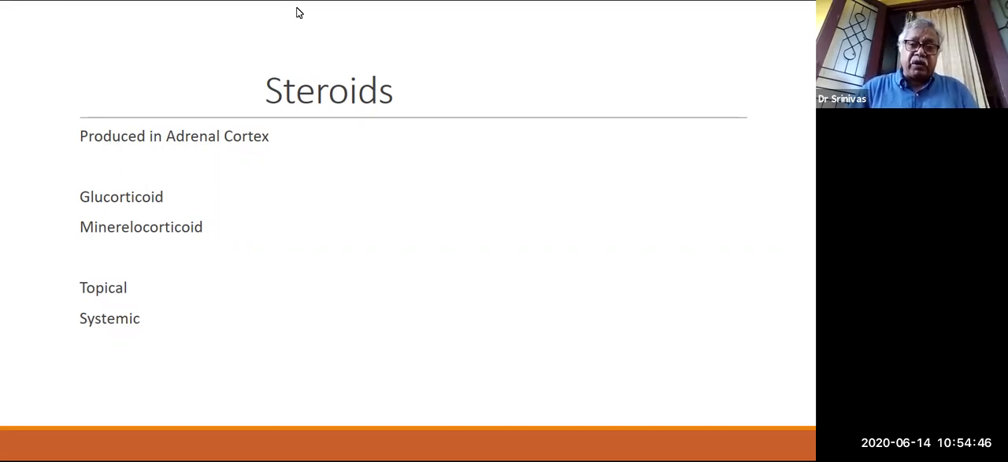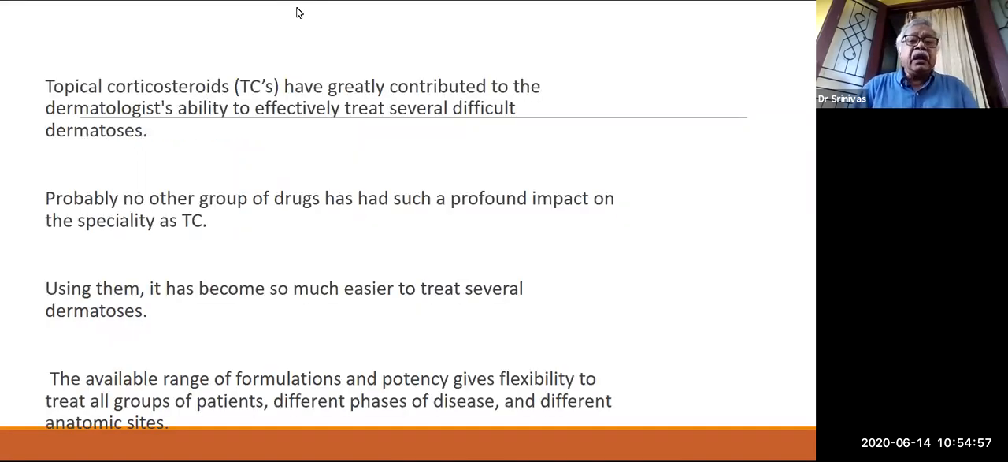That is the most important aspect of learning. And today I'll be sharing my experience as to how to go about handling this wonderful molecule, one of the greatest molecules we have. As I told you, it has contributed a lot and has made many of our tasks relatively easy, and it is available in various potencies.